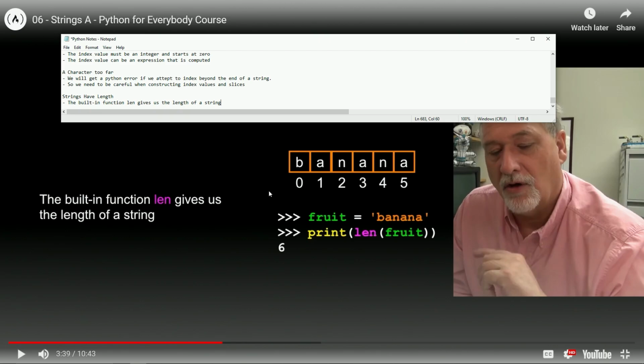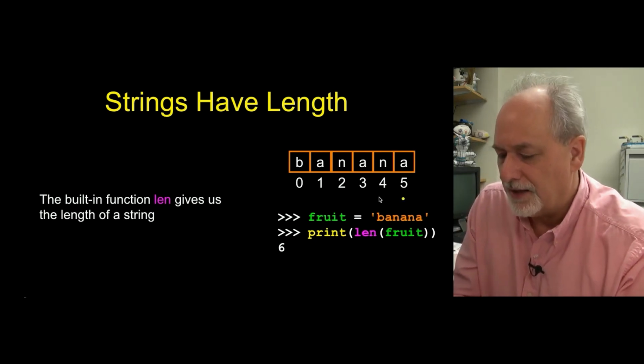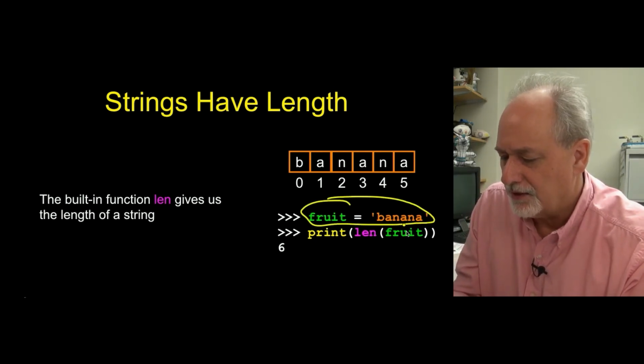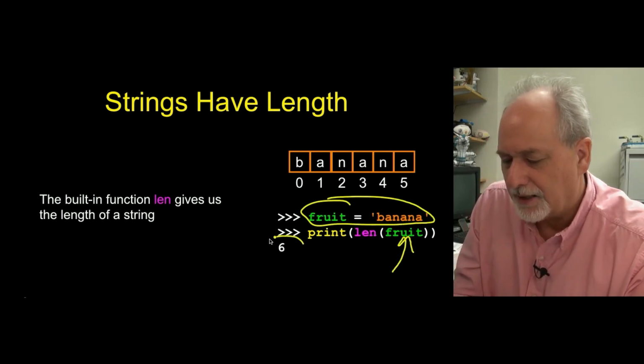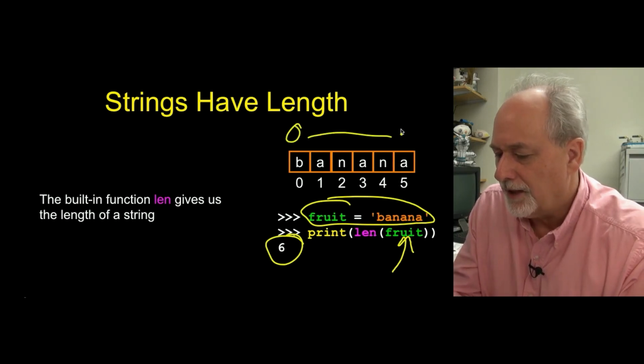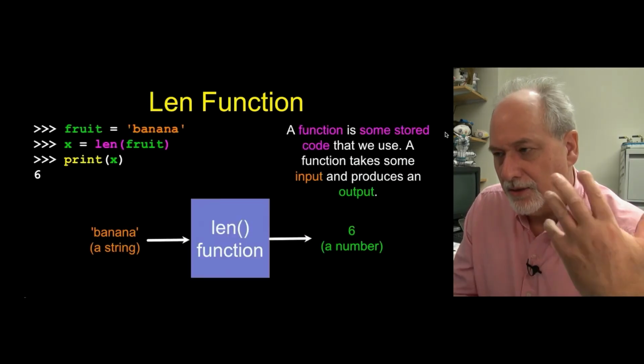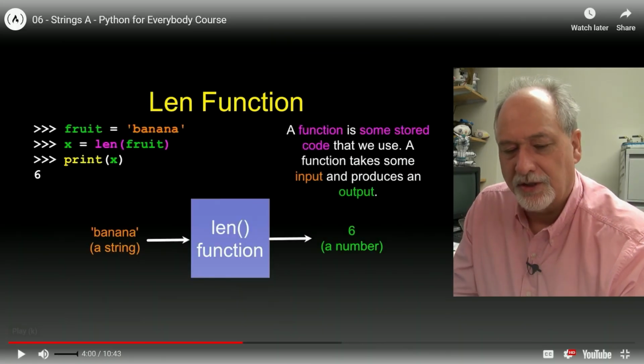So we've got banana right here. We've got 6 indexes, starting at 0 till 5. We've got fruit equals banana. Print length of fruit: 6. 1, 2, 3, 4, 5, 6. That's how long a string is. So we use the len function. We pass the string variable into len as a parameter, and len gives us back the length of the string, not the position. So it's 0 through length minus 1. Length is just another function. All right, let's do this.